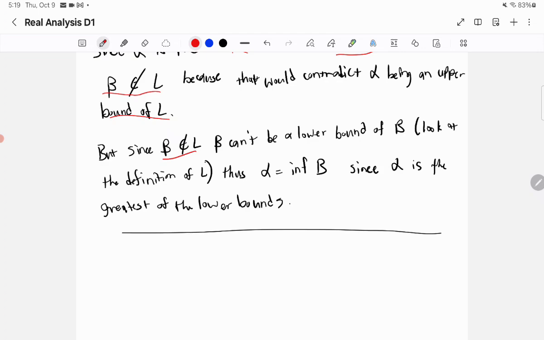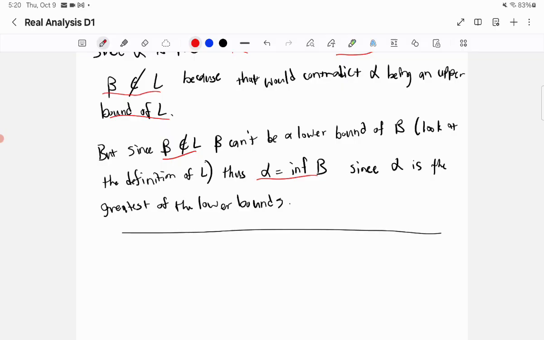Then beta can't be a lower bound of B, because if beta is not a member of L, then it can't be a lower bound because the definition of L was that it was the set of all lower bounds of B. So beta can't be then therefore a lower bound of B. Thus, alpha is a lower bound of B. We already know this. And it also has to be the greatest.